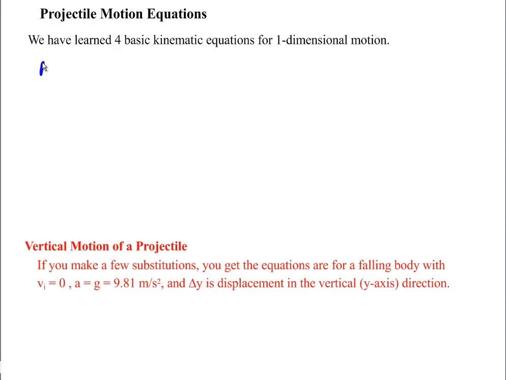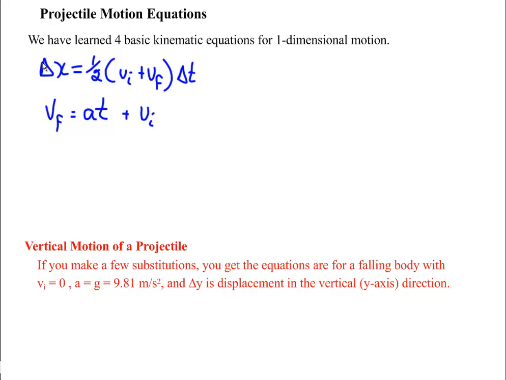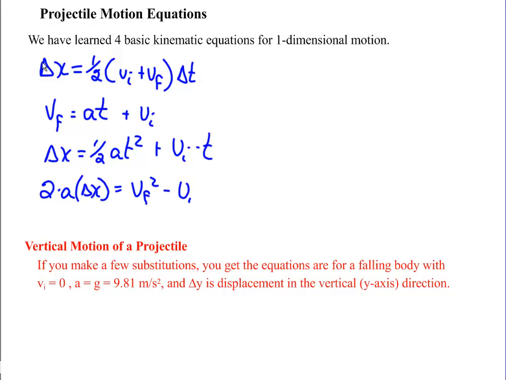Our first equation, we have change in position is equal to 1/2 initial velocity plus final velocity times change in time. Our second kinematic equation is final velocity equals acceleration times time plus initial velocity. Our third kinematic equation is change in position equals 1/2 acceleration times time squared plus initial velocity times time. And our final kinematic equation in one of its versions is 2 times acceleration times change in position equals final velocity squared minus initial velocity squared.